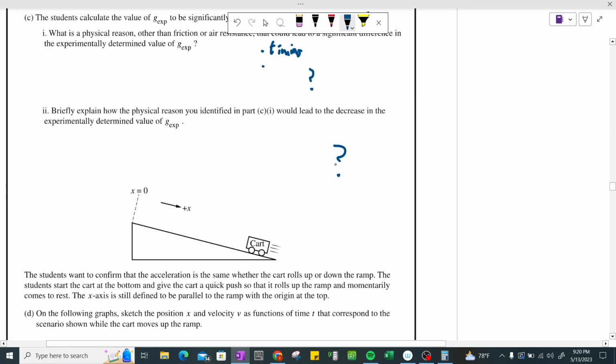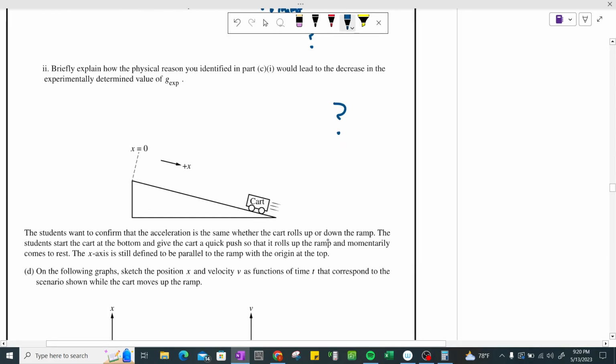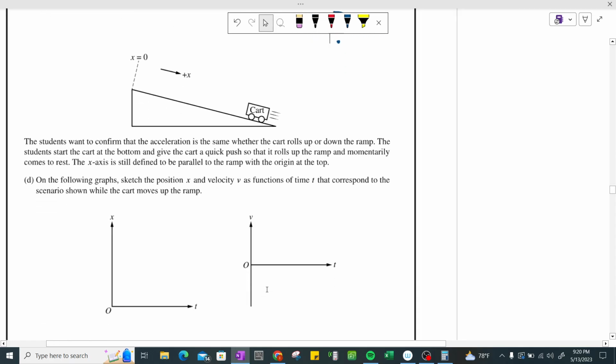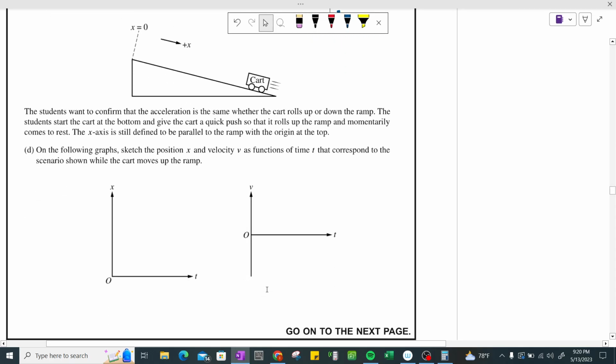Students want to confirm that the acceleration is the same whether the cart rolls up or down the ramp. Start the cart at the bottom and give it a push so it rolls up the ramp and momentarily comes to rest. X-axis is still defined to be parallel. They want us to sketch the position and the velocity.